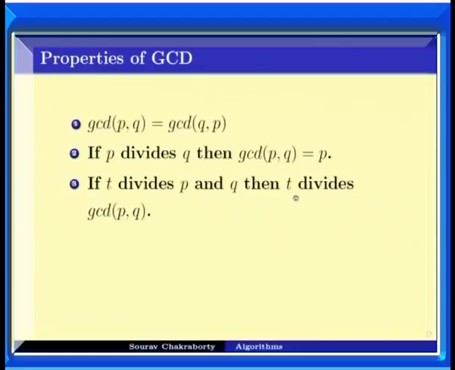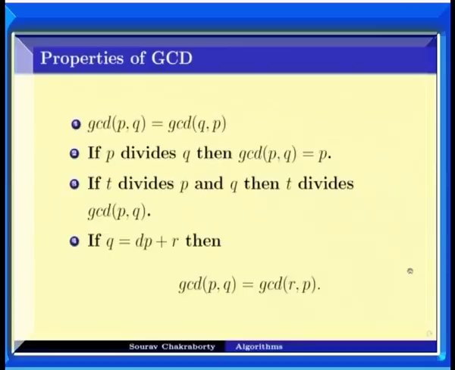And the third one, which was the more interesting one, is that if some other number t divides both p and q, then this number t divides the GCD of p and q. This possibly requires a small proof. We had seen this one in the last lecture. I will not go into the details of this proof right now, but here comes the need to understand GCD better.